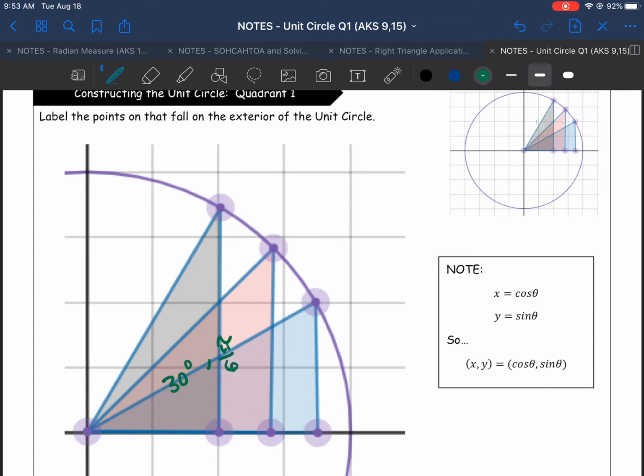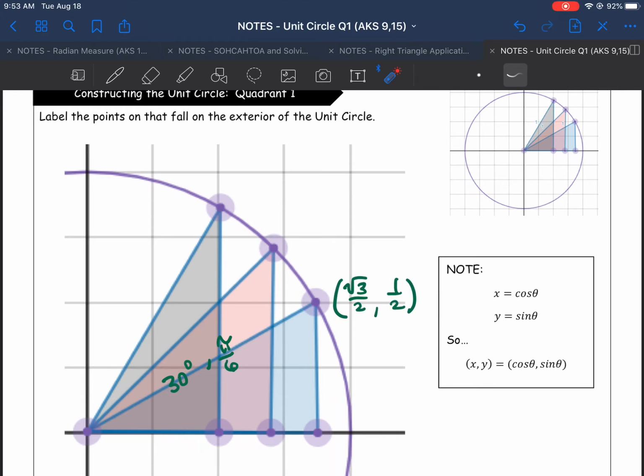So we have 30 degrees and pi over 6 radians, and the ordered pair that we got was square root of 3 over 2 for the x value, and we got 1/2 for the y value. And again, this is a good time to note that the x value is the cosine of theta, and that the y value of an ordered pair is the sine of theta. So an ordered pair x, y would be the cosine of theta, comma, the sine of theta, theta being that angle. So a 30-degree angle would give us a cosine of root 3 over 2 and a sine of 1/2.